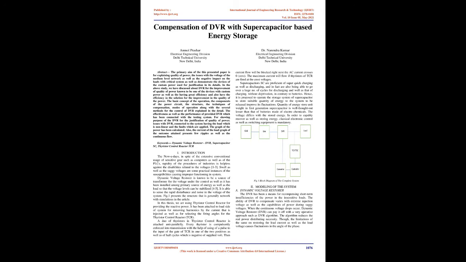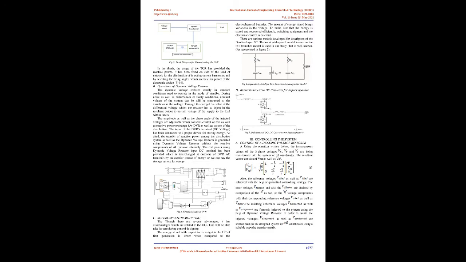Fig. 1 presents the generally used network structure simulated in the article. In this thesis, we are using a thyristor control reactor for providing the reactive power. It has been attached to the load side of the system for removing harmonics by the injected current as well as for selecting the firing angles for the thyristor control reactor, TCR. A pair of thyristors in the TCR is attached anti-parallel. Every thyristor is forced into conduction by applying a pulse to the gate input of the TCR in one of the positive and negative half cycles of the supplied voltage. Then current flow will be blocked right after the AC current crosses 0. The maximum current will flow if the thyristors of TCR are fired at the crest voltages.